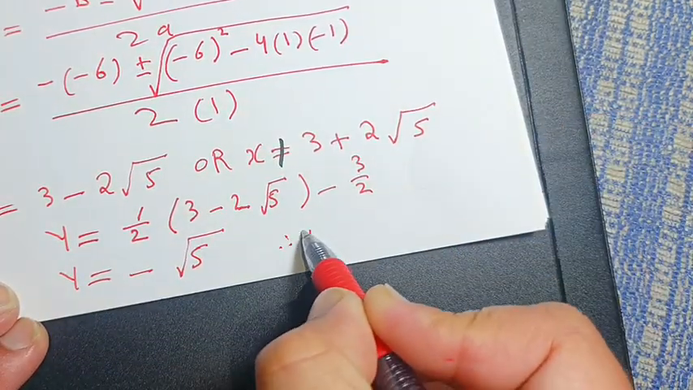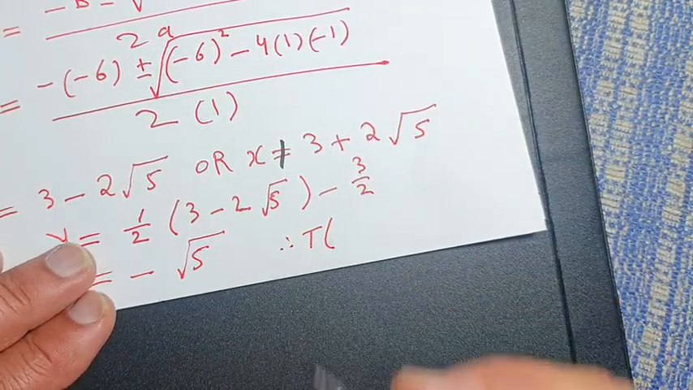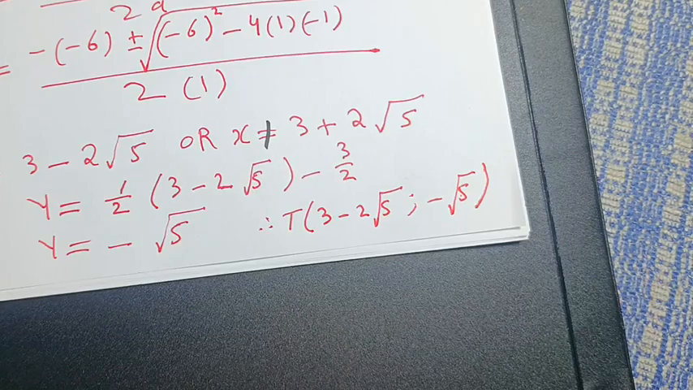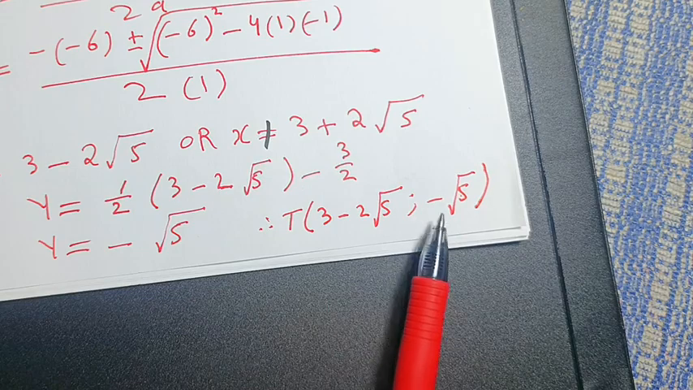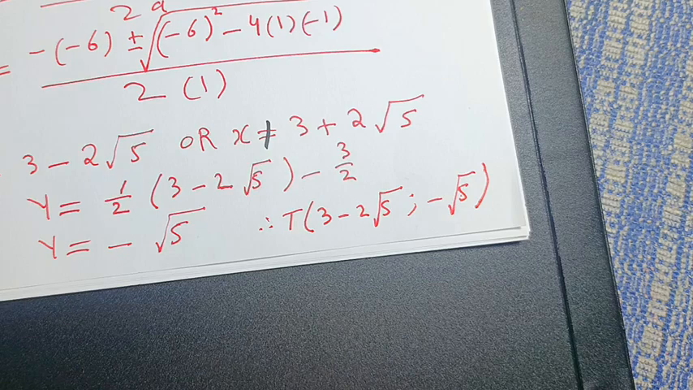So therefore, the coordinates of T are 3 minus 2 multiply 5 root, negative 5 root. You can write it in decimal also. If you want, you can write this answer in decimal.